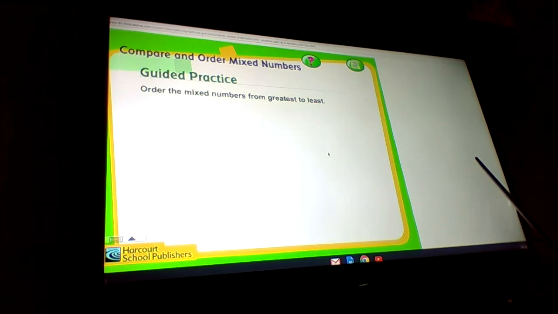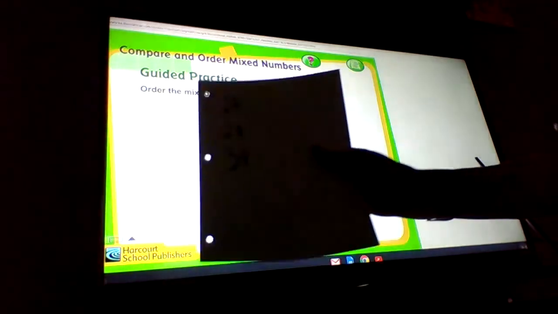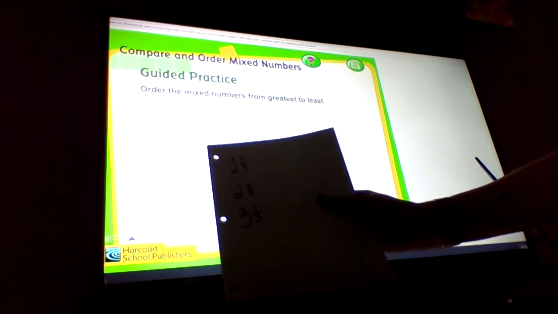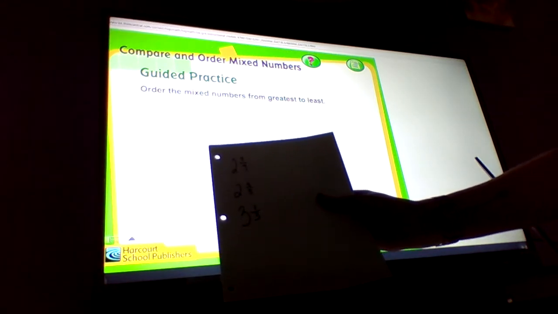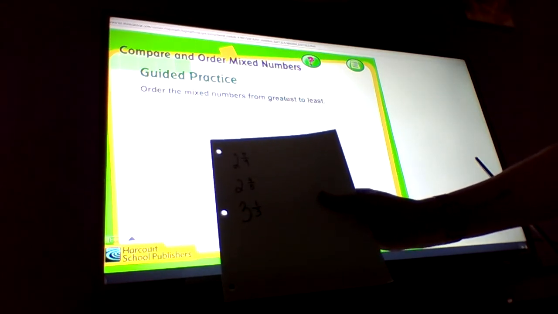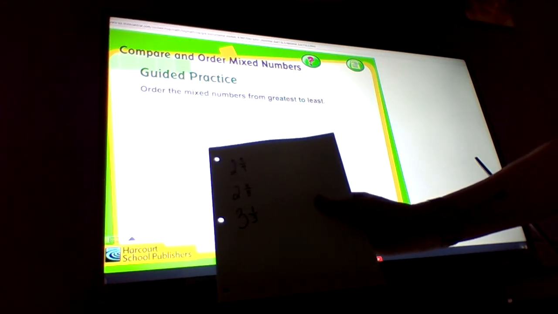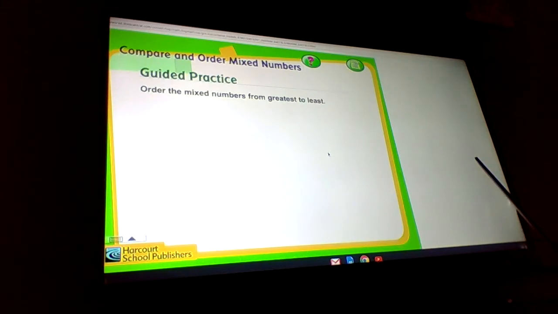So I have 2 and 7/9, 2 and 4/5, 3 and 1/3. All right, I hope you can see that. Can we easily tell which number is the biggest? Look at your whole numbers. That's right, 3 and 1/3. So your first number, the greatest number, is 3 and 1/3. So we're done with that. I'm going to cross that one out.